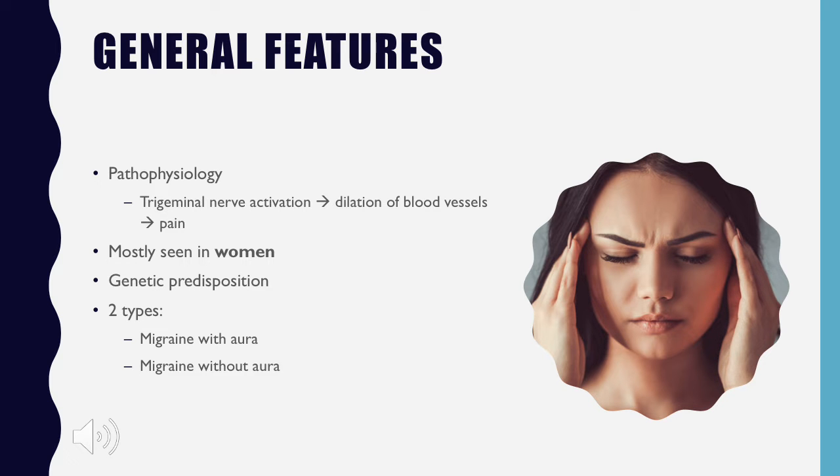So first, let's go over some general features of a migraine. A migraine headache is the most common diagnosis that patients present with when visiting their PCP. The pathophysiology of a migraine is thought to be because of activation of the trigeminal nerve pathway, which in turn dilates the blood vessels and causes the headache. Migraines are mostly seen in women in adolescence or early adult life. 85% of patients have a positive family history, with first-degree relatives having a significant risk as well. And there are two types, migraine with aura and migraine without an aura, which is more common.